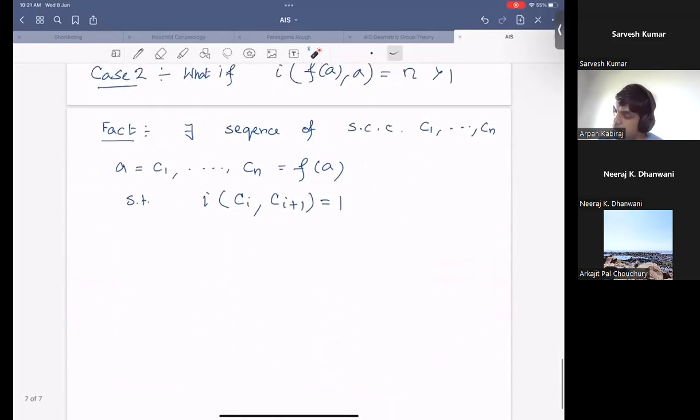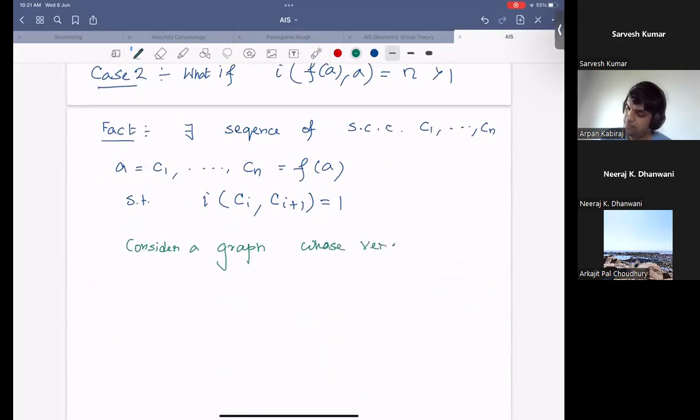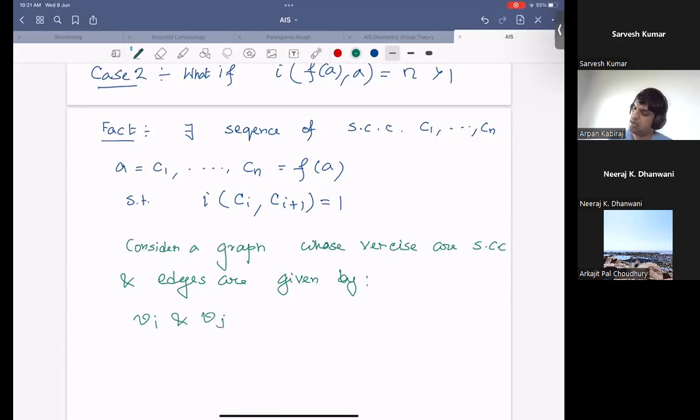Let me write it. So consider a graph whose vertices are simple closed curves, isotopy classes of simple closed curves, and edges are given by the following: Vi and Vj are connected by an edge if the geometric intersection number of Vi and Vj is equal to 1.